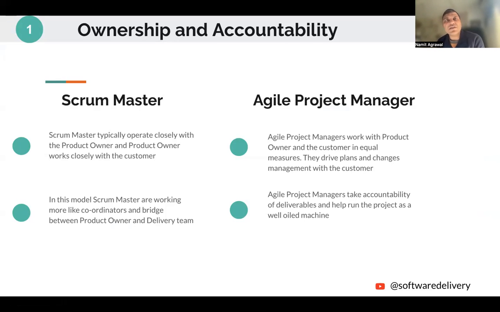This essentially means that the Scrum Masters are acting as project coordinators, and they act as a bridge between the product owner and the delivery team. Whereas Agile project managers work with the product owner and the customer in equal measures. They drive plans and change management with the customer by leading it from the front. Agile project managers take accountability of deliverables and help run the project as a well oiled machine.